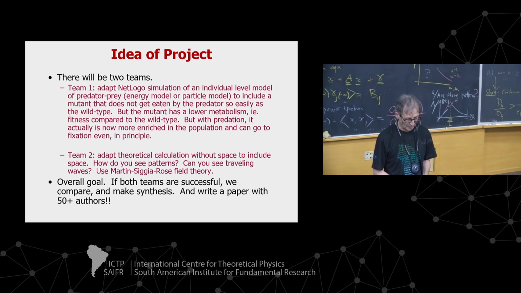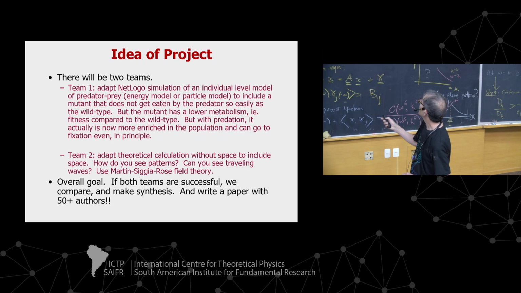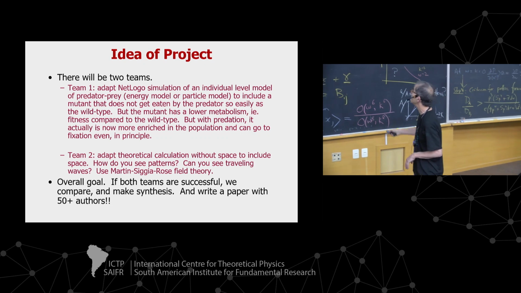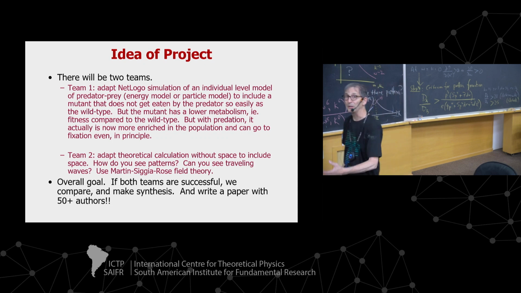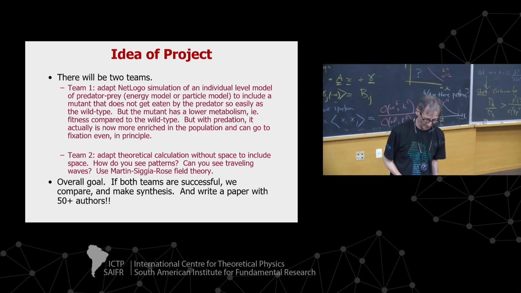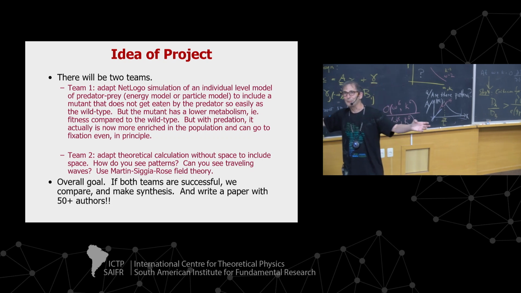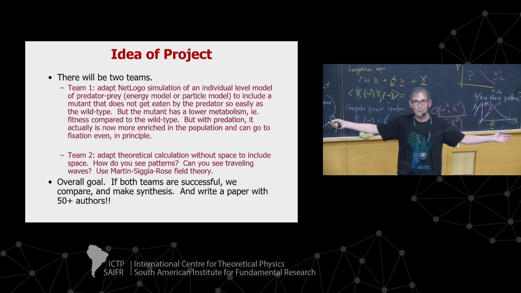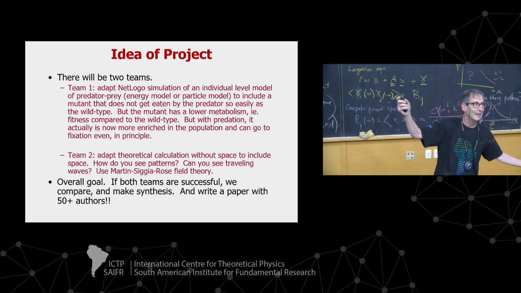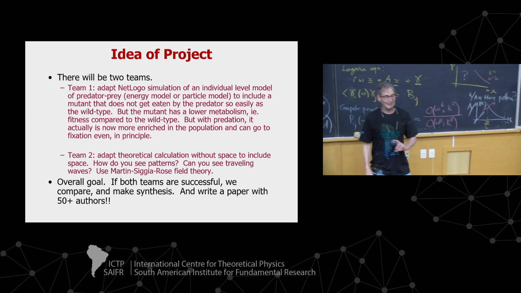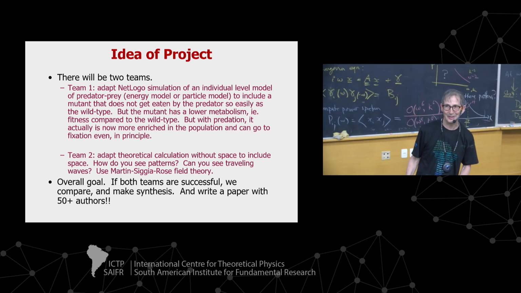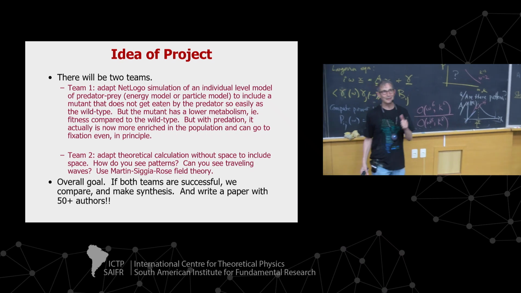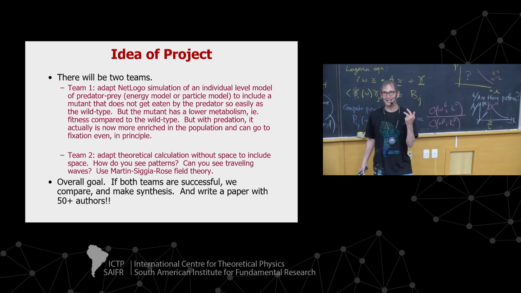So one team will do that, and then team two will do the theory calculation, which we already did, all the path integrals and all of the annihilation and creation operators. We did it without space, and now you can add space. Do you see patterns? Do you see traveling waves? What happens there? If everybody in the room decides to join one team or the other, and the simulations and the theory agree, then we can all write a paper together. A paper in theoretical ecology with 50 authors. That would be amazing, because people would think it's high energy physics, because it's got 50 authors, Feynman diagrams and field theory and everything like that.